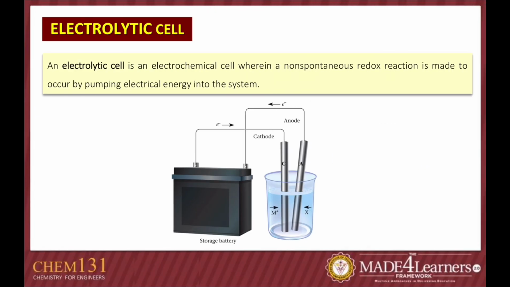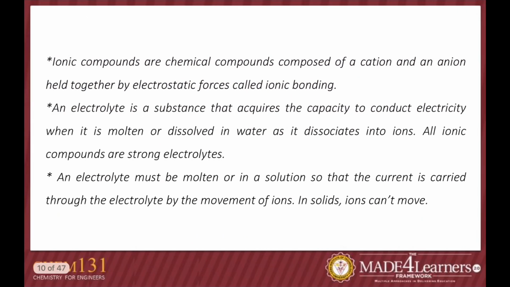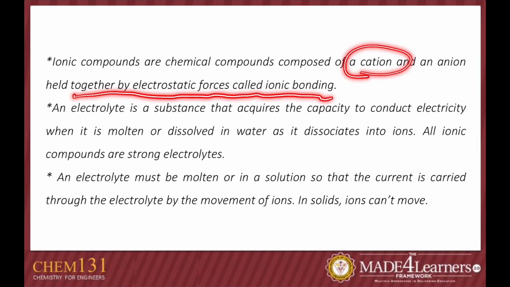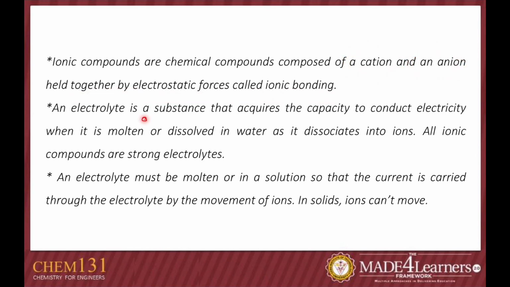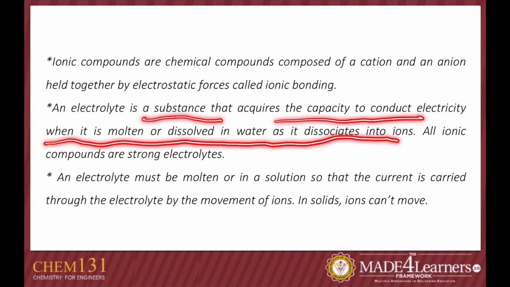An electrolytic cell, as stated, is an electrochemical cell wherein a non-spontaneous redox reaction is made to occur by pumping electrical energy into the system, which is done by this battery. Ionic compounds are chemical compounds composed of a cation and an anion, held together by electrostatic forces called ionic bonding. So there is a cation and an anion. An electrolyte is a substance that acquires the capacity to conduct electricity when it is either molten or dissolved in water as it dissociates into ions.